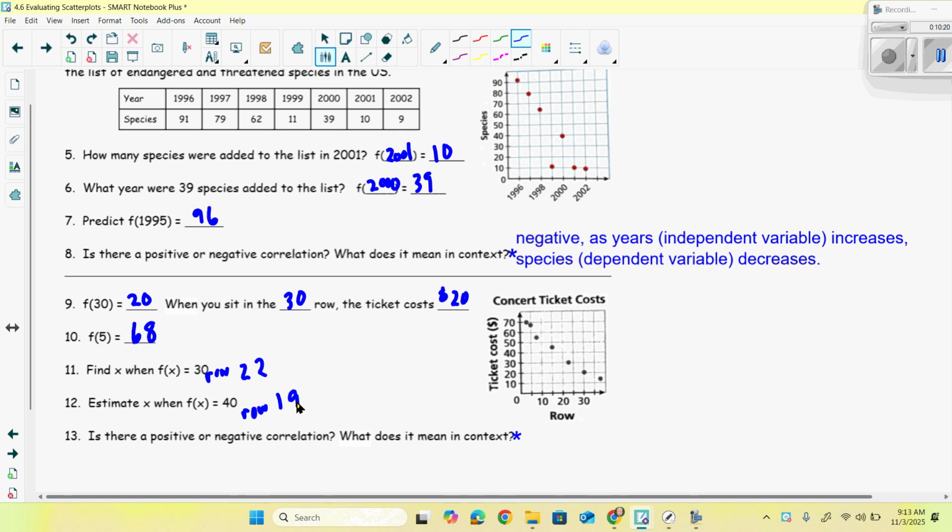And does that make sense? When you're sitting closer, the 19th row, you're paying more. When you're sitting further back, you're paying a little bit less.